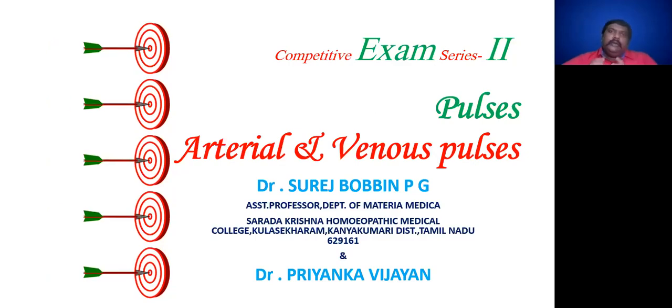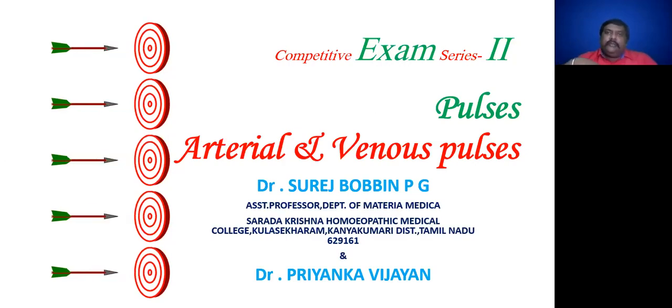Okay. Now, regarding the pulse, we have to know there are two types: arterial pulses and venous pulses. First, we will deal with the arterial pulses. The types of pulses are mainly classified into four types: pulsus alternans, bisferiens pulse, pulsus paradoxus, and dicrotic pulse.